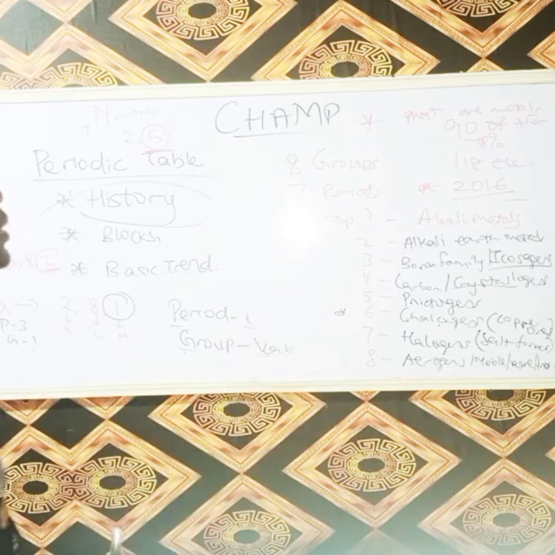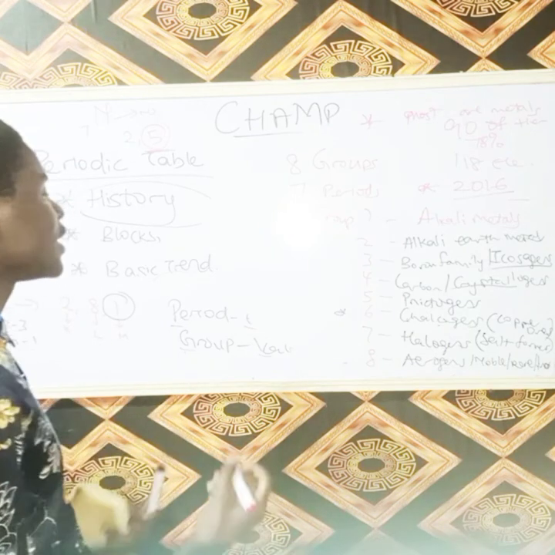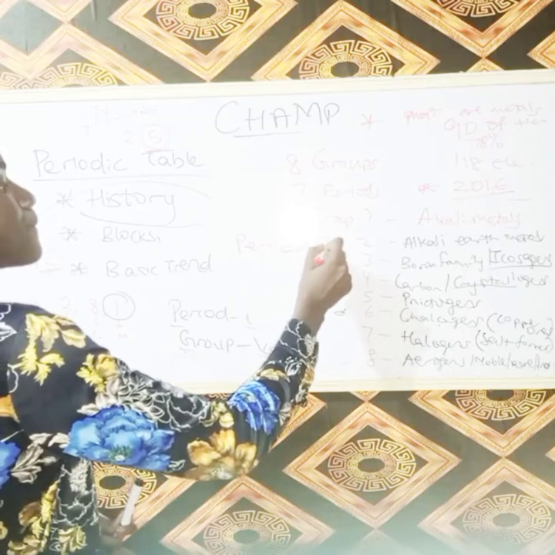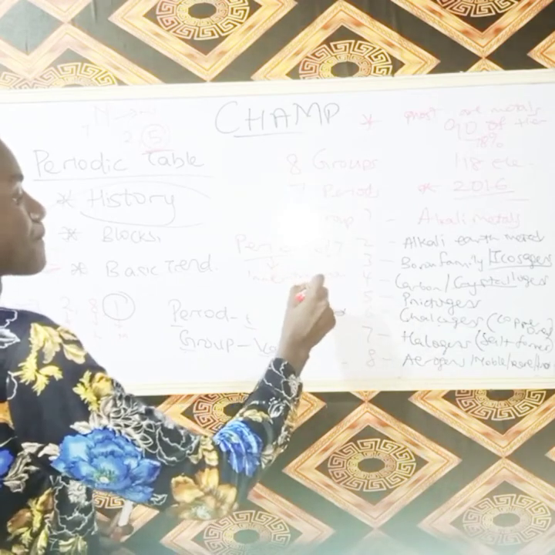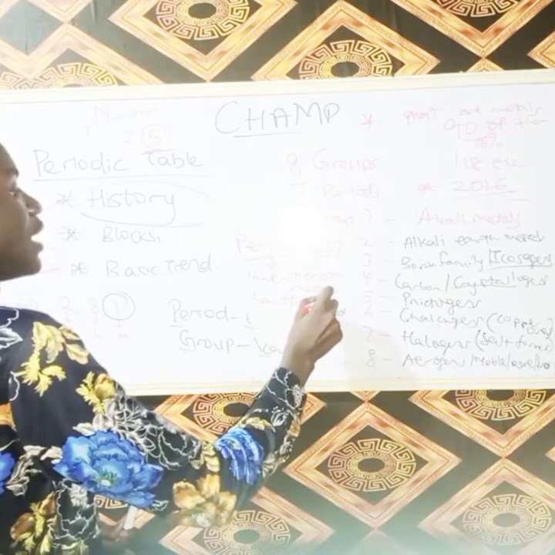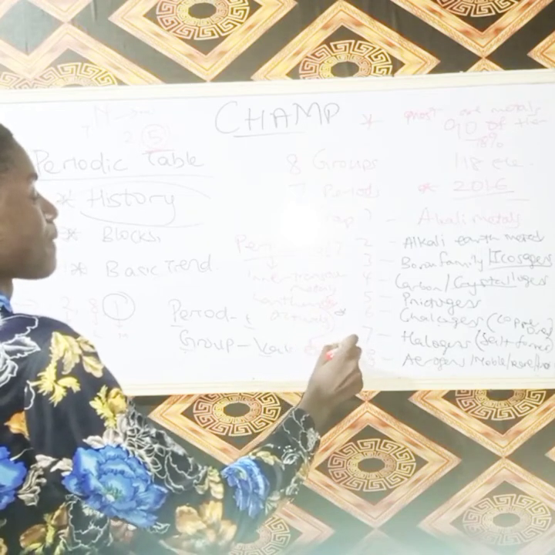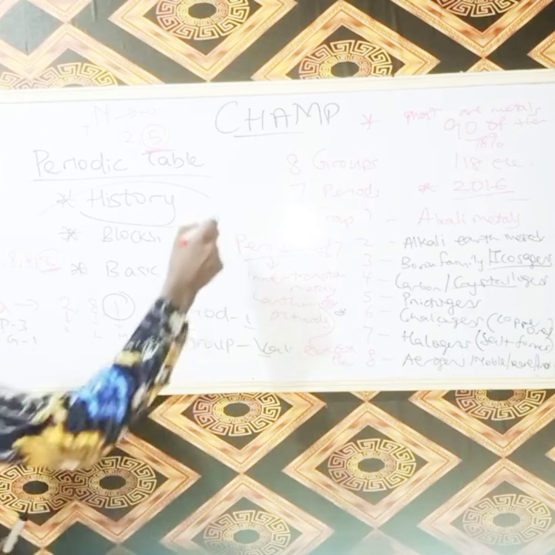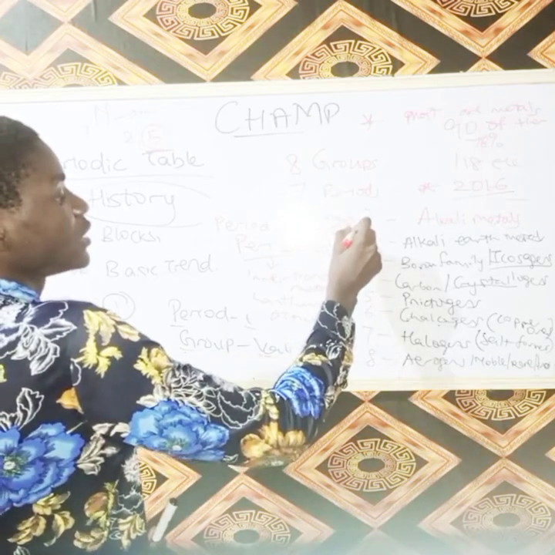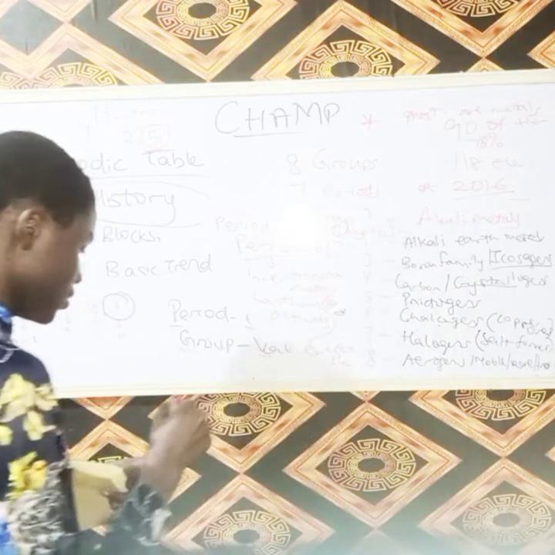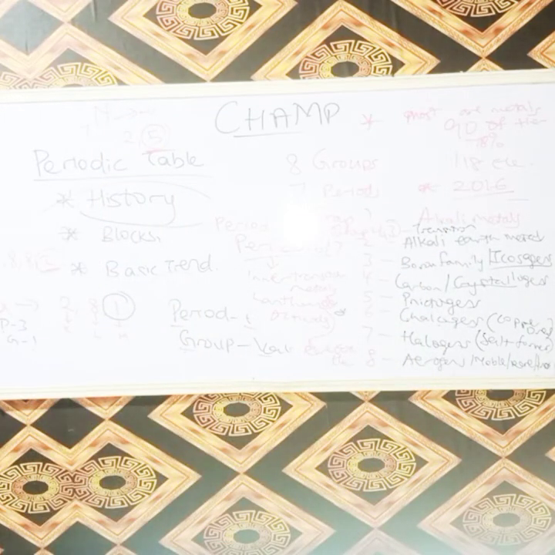So these are the groups of the periodic table. So we have the periods also. Let me be clear on this. Periods 6 and 7 are called the inner transition metals. They are the lanthanides and actinides, also referred to as the rare earth elements. And in period 4, between group 2 and 3, we have the transition metals, the main transition metals. So please take note of that.